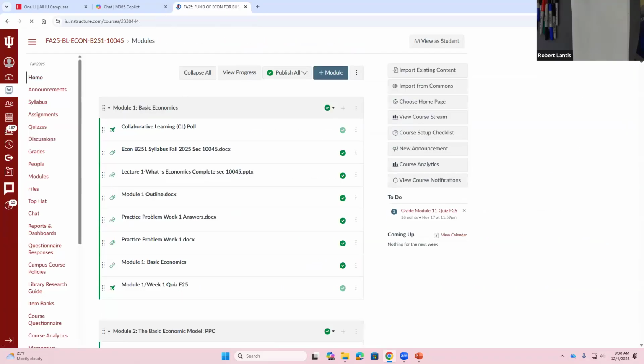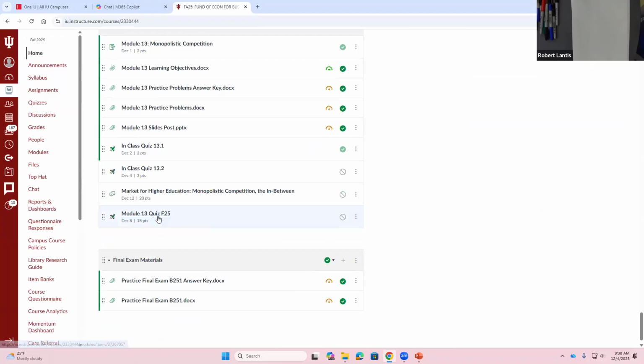You'll also see the final module quiz. This is the module 13 quiz. You've got the practice problems that you can go over just like usual. There'll be CL sessions tonight and Monday as normal. I haven't had any leaders, they're all back now given the weather conditions, so no cancellations for this Thursday and Monday.